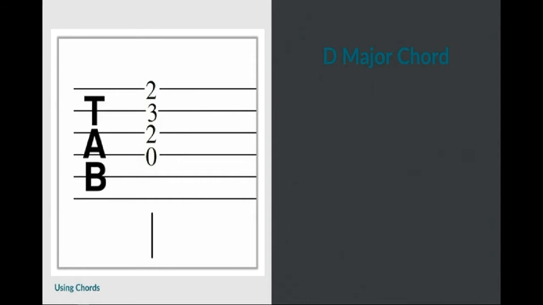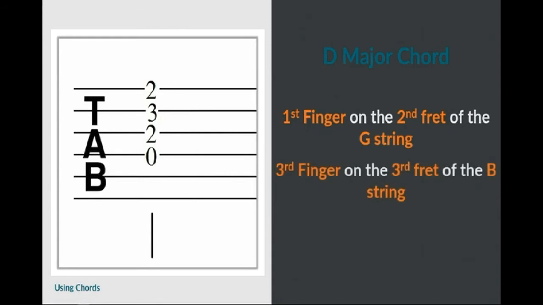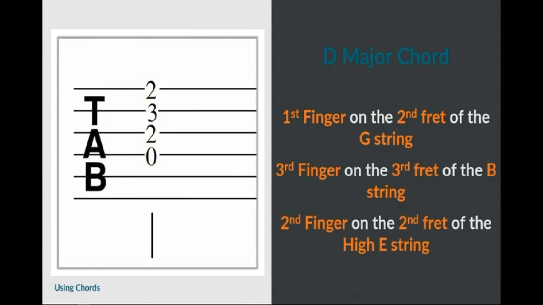Then, the last one for today is the D major chord, okay? With the D major chord, we're going to put our first finger on the second fret of the G string, the third finger goes on the third fret of the B string, and the second finger goes to the second fret of the high E string, alright?